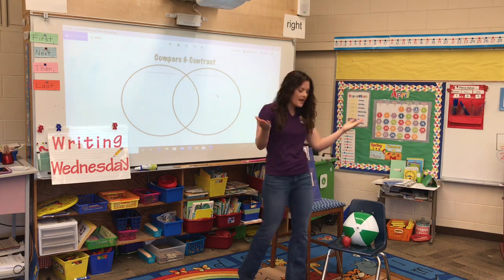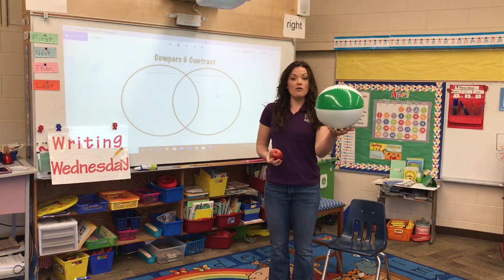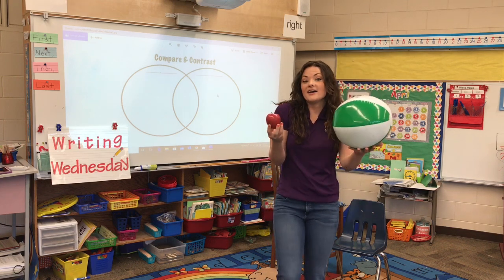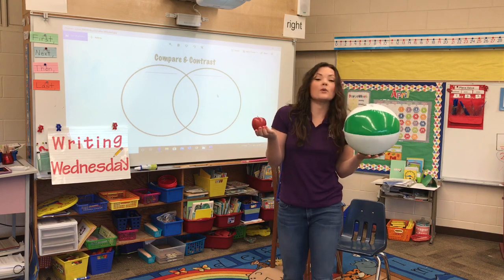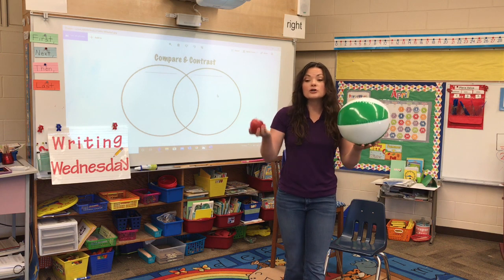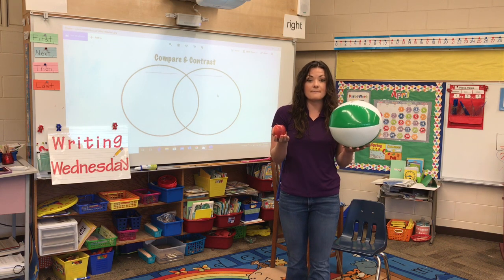So today, I have two objects. I have a beach ball and I have an apple. Now we're going to be comparing and contrasting. I chose these two different objects. You can choose whatever two objects you want at home. So maybe you go pause this, go look around the house and find two objects that you want to write your story about today, comparing and contrasting.